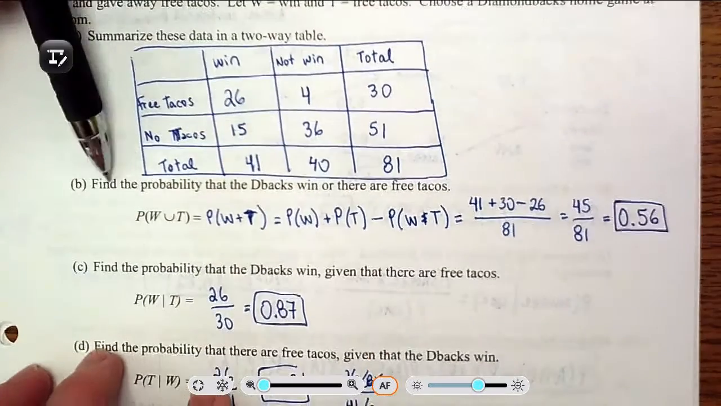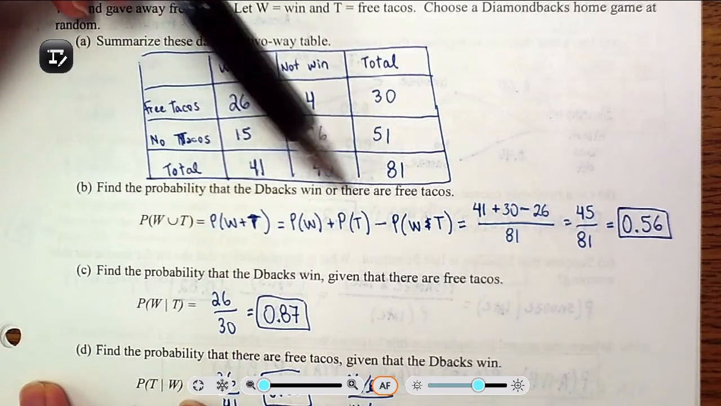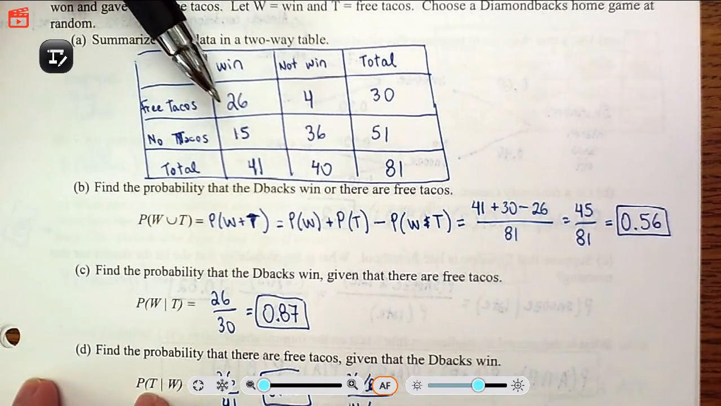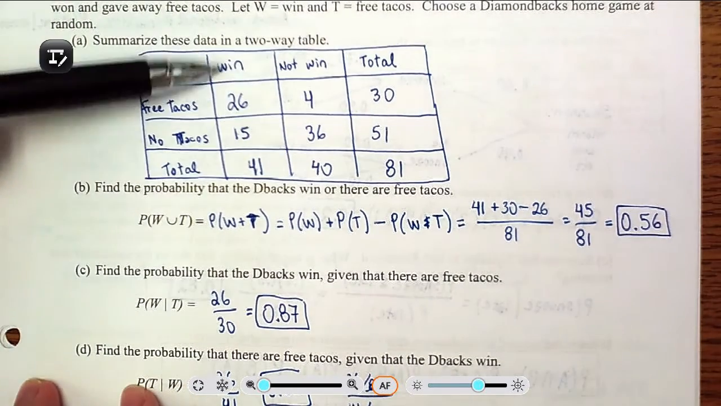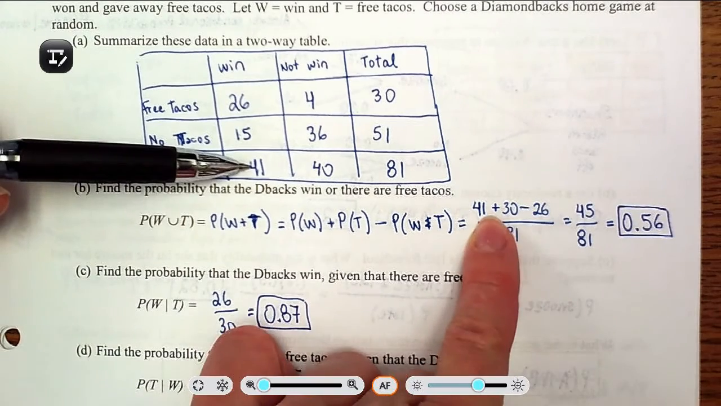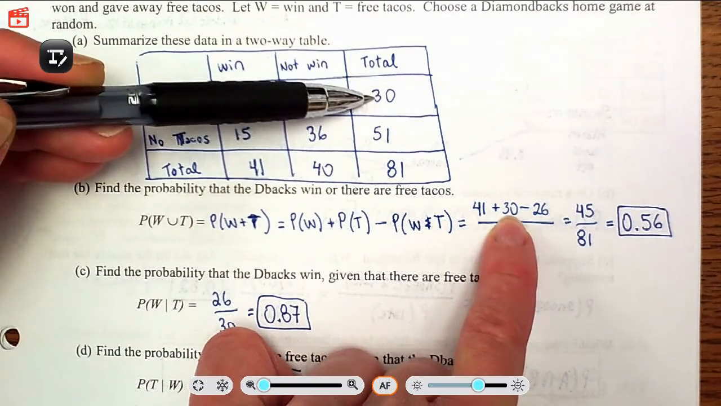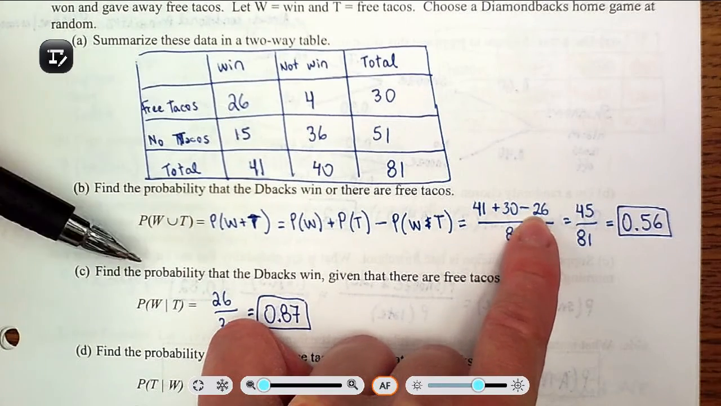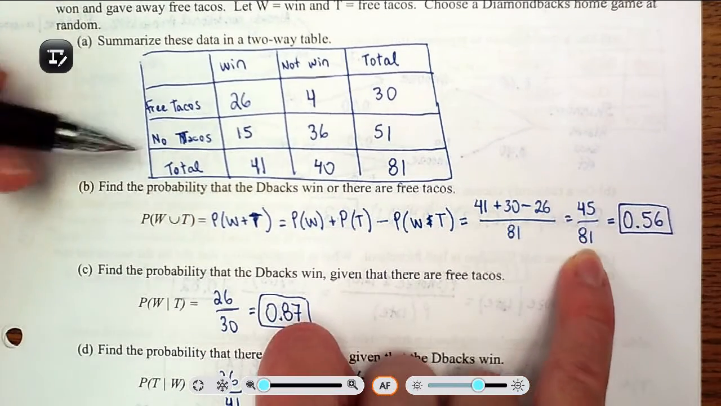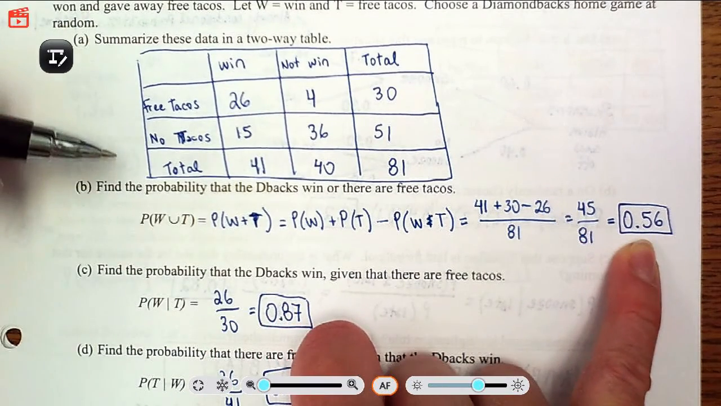All right. Find the probability that the Diamondbacks win or there are free tacos. So they win 41 games. They get free tacos at 30 games. We have to subtract the intersection of 26 games. So we get 45 out of 81 or 0.56.